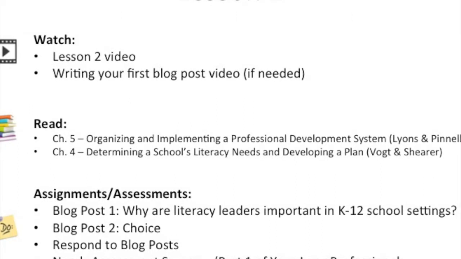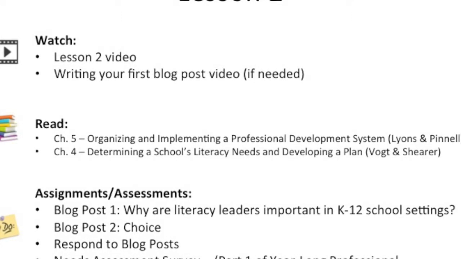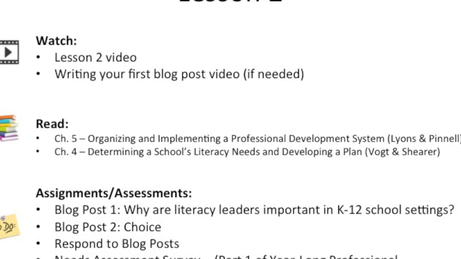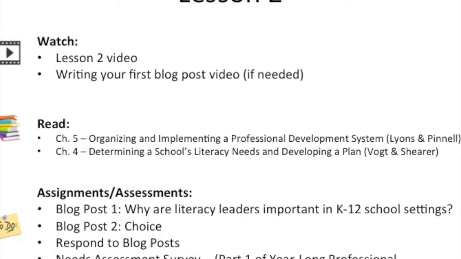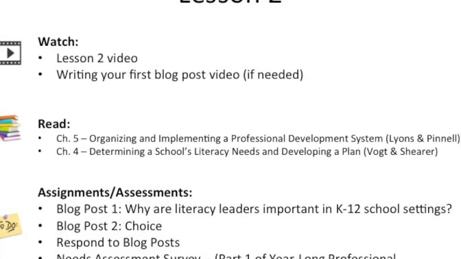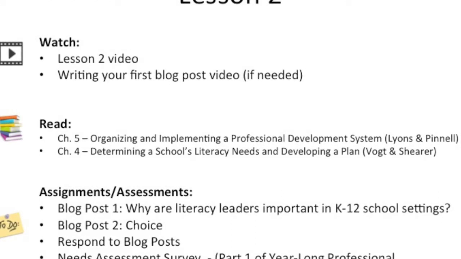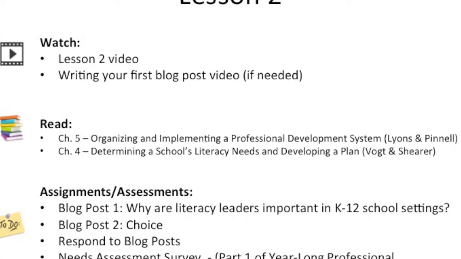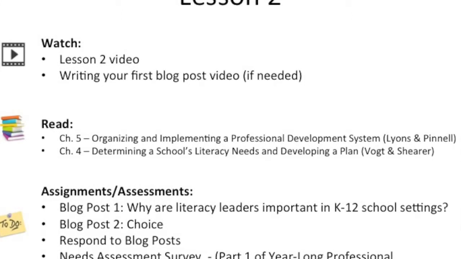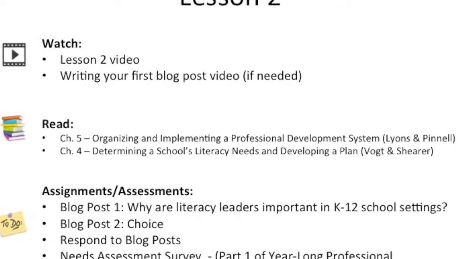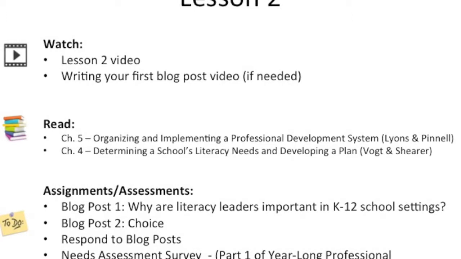So your assignments for this lesson are 2 blog posts. One of those is to answer the question or provide some information about why literacy leaders are important in K-12 school settings. You need to write about that, but you can also add links or other ideas that help support that. And then the other blog post is totally up to you. Think about the kinds of people that you might be working with in the future and what would be interesting or important for them to know in terms of literacy.